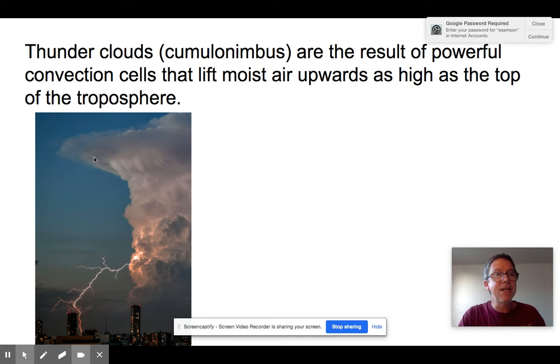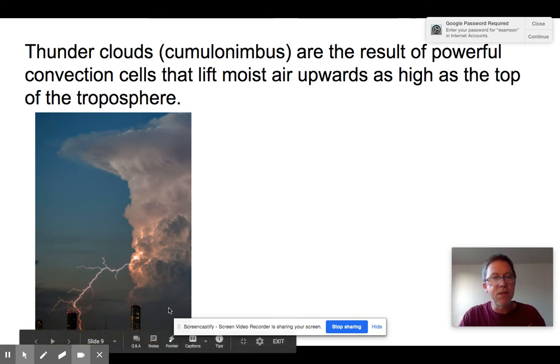And you can see that this thing here is sometimes called an anvil. So the top of these clouds tend to flatten out when they reach the stratosphere, or at least the tropopause. So these things are really amazing. You can see them from the bottom going all the way up. The reason it's so dark underneath these thunderstorms is because light can't penetrate it.